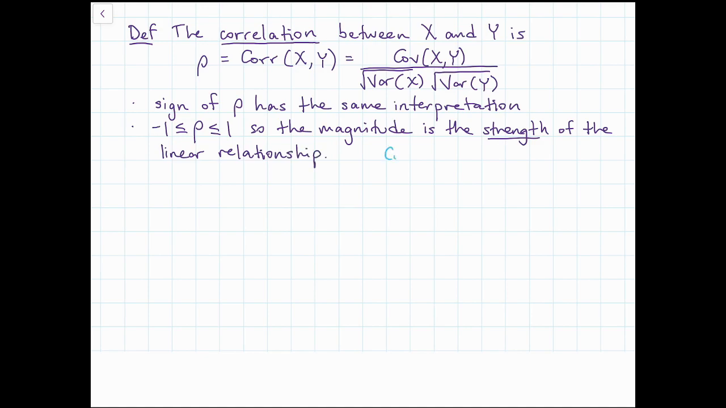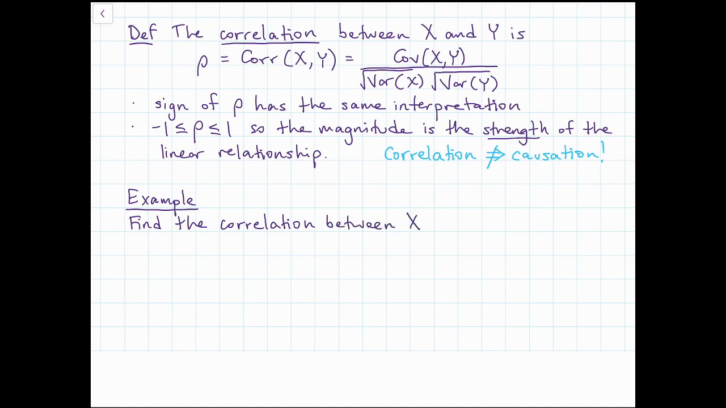If it's really close to plus or minus 1, we have a strong relationship. But correlation, even a strong one, does not necessarily imply causation. That's a common misconception. All right, let's look back at the example from the beginning of class. I want to find the correlation between x and y. I want you to follow along and see if you can calculate all of these quantities on your own.